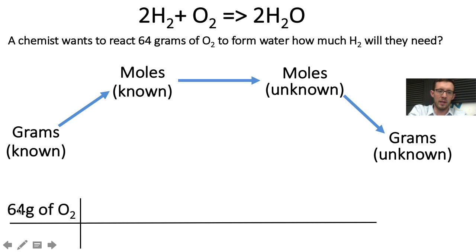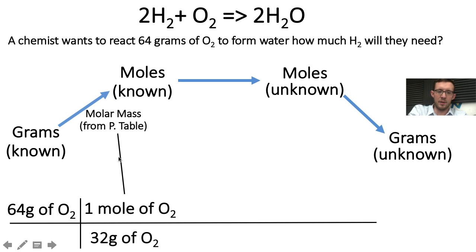Well, they're starting out with grams of a known substance, in this case 64 grams of oxygen. And what they'll do is they'll convert oxygen into moles, figure out how many moles of oxygen this is, by using the molar mass of oxygen from the periodic table. So if they look on the periodic table, they would see that 1 mole of oxygen weighs 32 grams. And so this will help us find how many moles of oxygen we're starting out with.